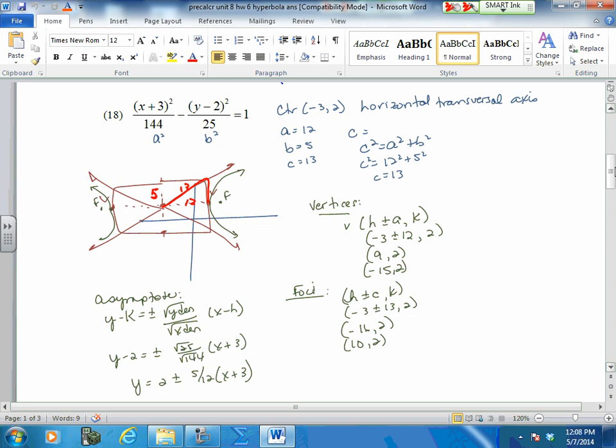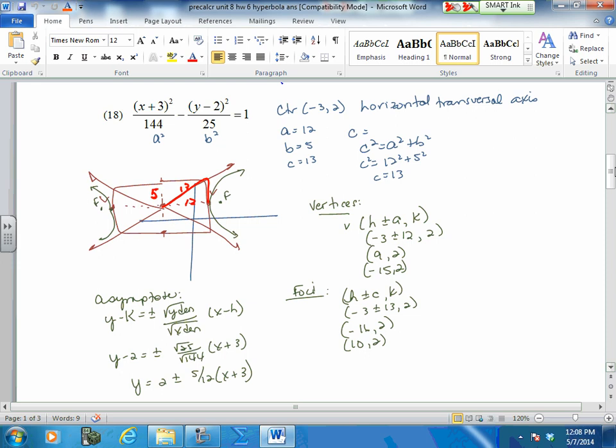Then, I need these co-vertices, but we really don't have to call them co-vertices because they don't exist on your hyperbola, but they help us make a rectangle. So go up 5, down 5. Now, because these numbers were large, you didn't have to think 12 spaces over. Just estimate, and then estimate what 5 would be in relationship to 12.